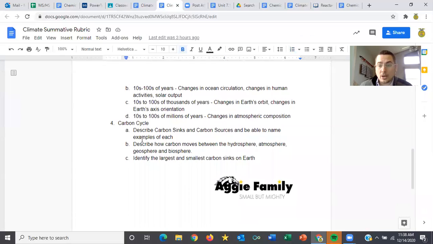So we're talking about the carbon cycle here. You need to know what a carbon sink is and what a carbon source is, and you need to be able to name multiple examples of each. You need to describe how carbon moves between those four areas: the hydrosphere, atmosphere, geosphere, and biosphere. And you need to be able to identify where the carbon sinks and carbon sources are on the Earth, and where there is more carbon stored within those sinks. You need to understand where there's a lot of carbon, where there's a little bit, and where there's somewhere in between. You need to understand where most of the carbon is on the planet.